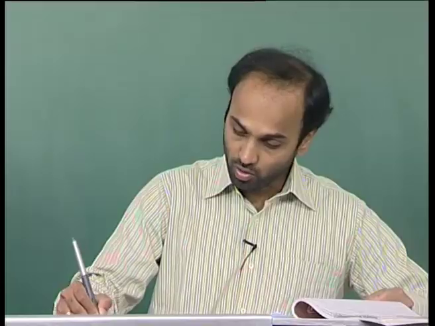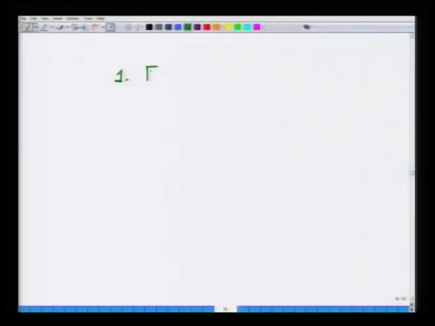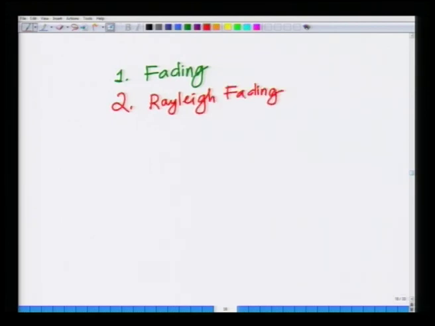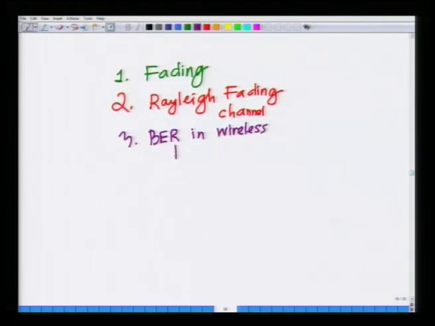Let us do a brief recap of the concepts that we have learnt. We have learnt the concept of a fading wireless channel, how to model this fading wireless channel, which is a Rayleigh fading channel. We have learnt the concept of bit error rate in both wireline, wired, and more importantly wireless Rayleigh fading wireless channel with one receive antenna.